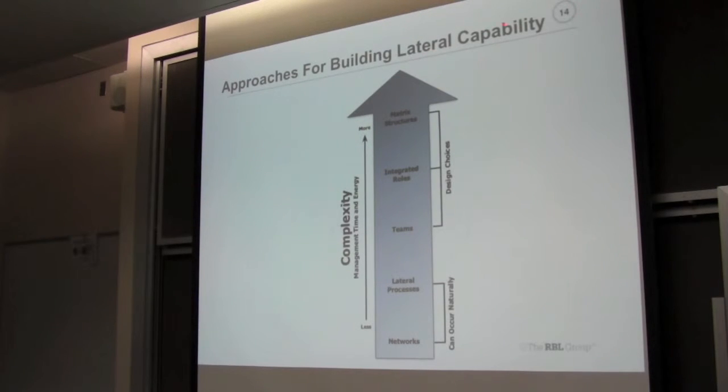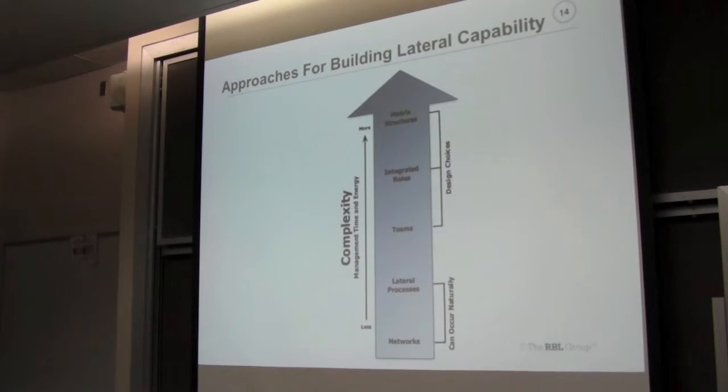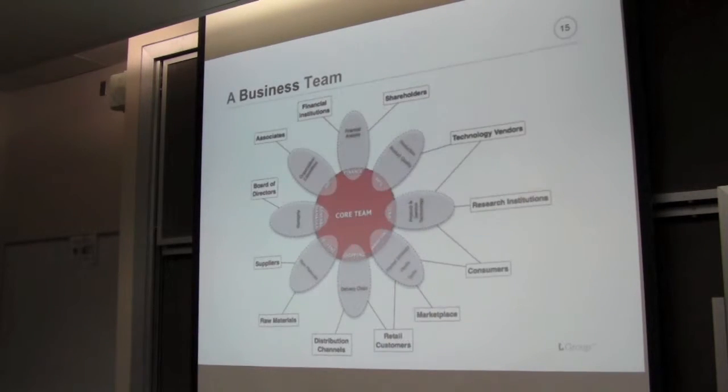He put together his term for dealing with this collaboration problem: lateral capabilities. How do you get people to work across the lines, not just up and down, all right? And he's suggesting 5 things that you could do. Some are easier, less complex, more natural in the way they could occur. Others are more complicated and need to be carefully designed.